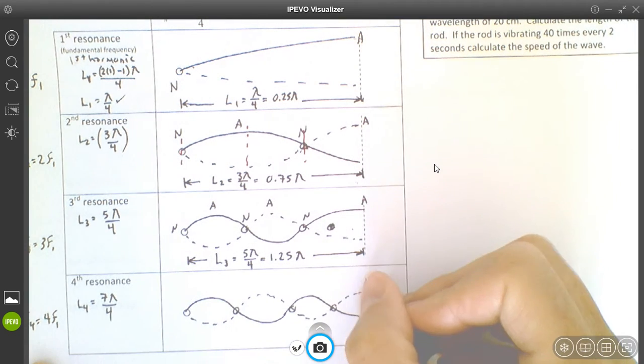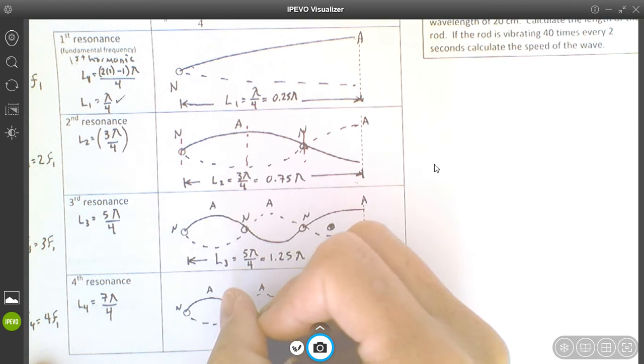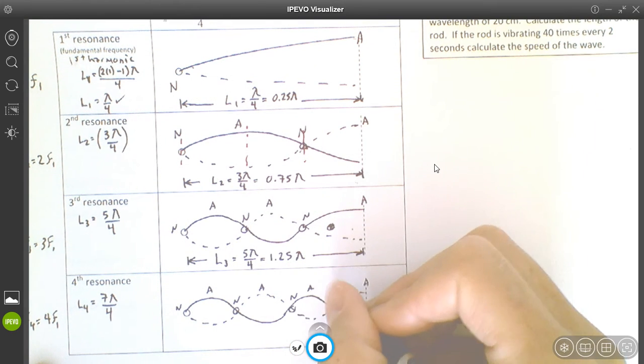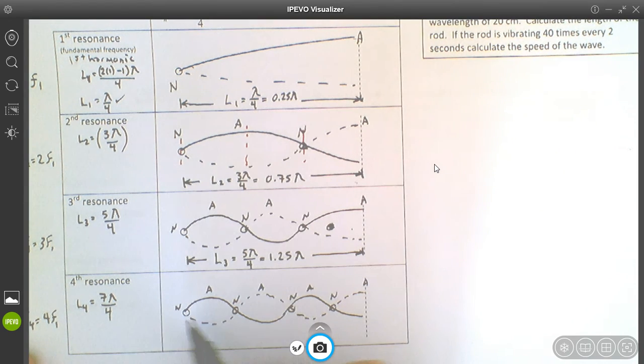Okay. Antinode, antinode, antinode, antinode, node, node, node, node. There's destructive interference, constructive interference. And we now look and we see we've got 1 1/2 1/4. Okay, so what is that? So L4 equals 7 lambda over 4. Well, what's 7 lambda over 4?